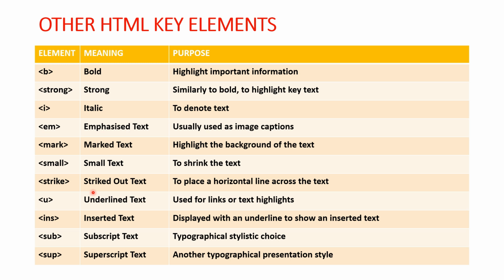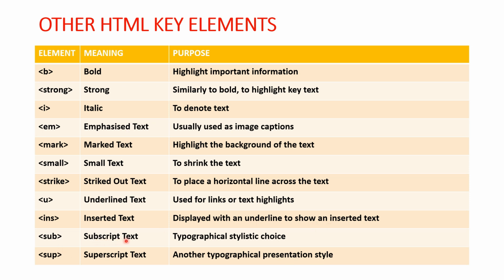And we have the striked out text element with strike tag, which is used to place a horizontal line across the text. There is an underlined text element with U tag, which is used for links or text highlights. And we have inserted text element with INS tag, which will behave exactly like underline element, and it is displayed with an underline to show the inserted text.